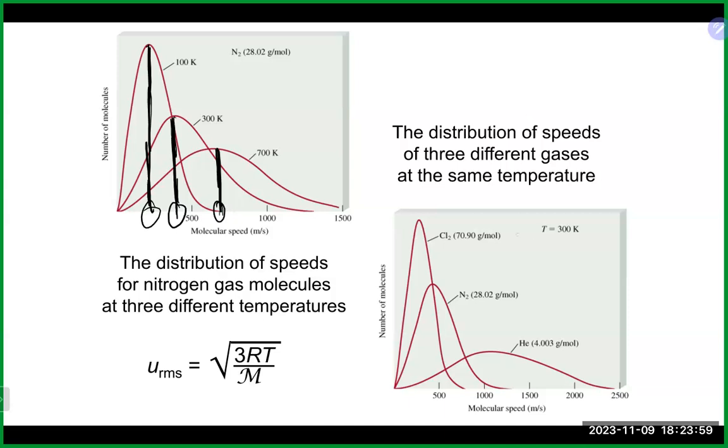Now, if we look over here, this is 3 different gas molecules. We have helium, nitrogen, and chlorine, all at the same temperature. At 300 Kelvin, chlorine is moving about that fast. Nitrogen is moving roughly about that fast. And here, helium, the bulk of molecules are moving about that fast. The one that's moving the fastest of these 3 is helium.